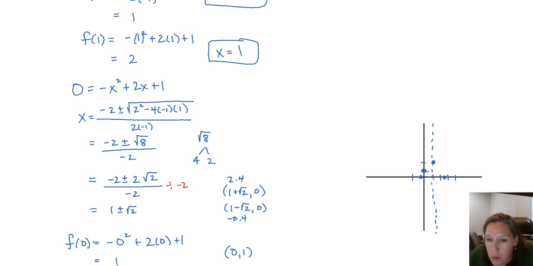We can use a similar approach. We have a y-intercept at 1, and that's 1 unit to the left of our axis of symmetry. That means we are also going to have a point 1 unit to the right of our axis of symmetry. That other point there just gives us a better idea of our graph.